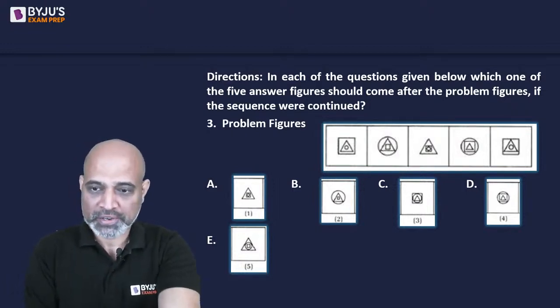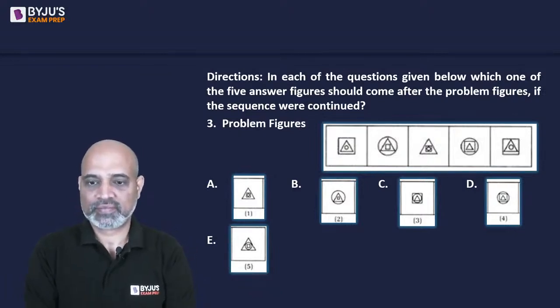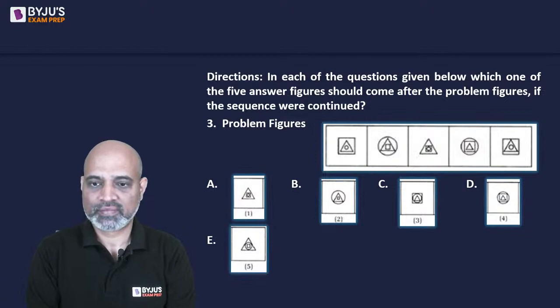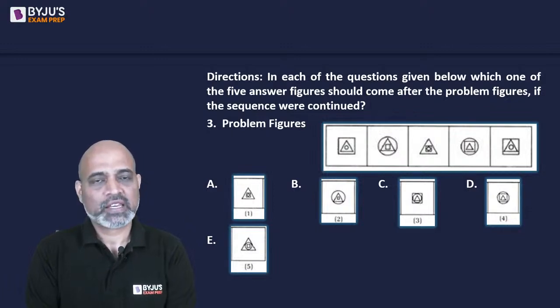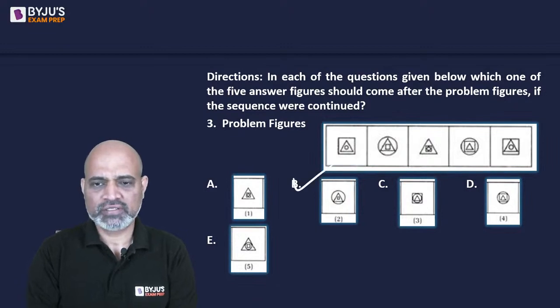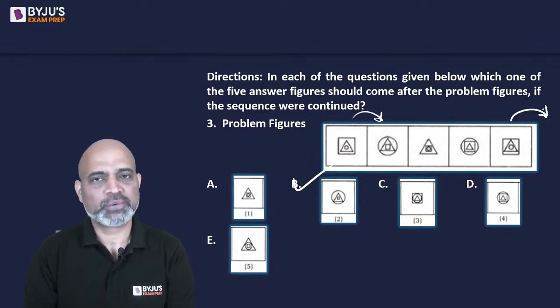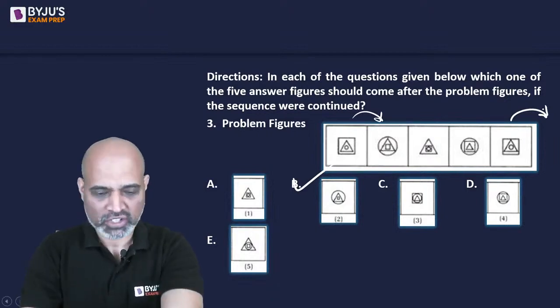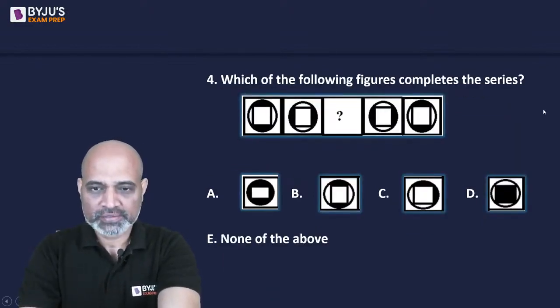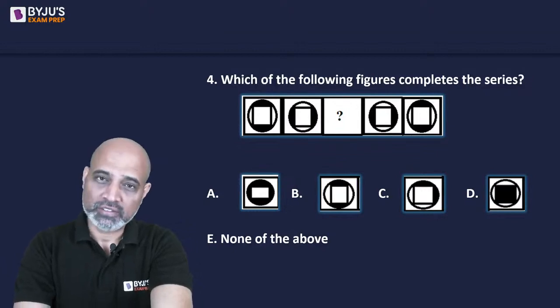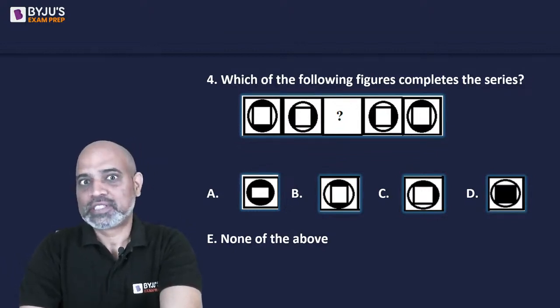So which one, A or B? B, right? It's a repetition. These two figures, यही वाला figure फिर next वाले में होगा. ठीक है, चलो B. Next one, series completion. One of the middle figures is missing.